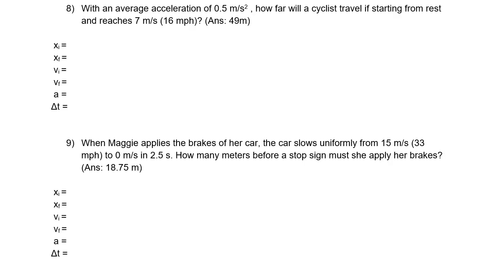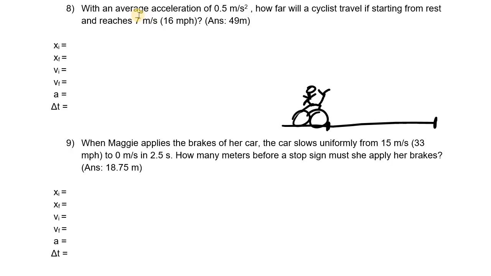All right, so with that said, let's go through this problem, or like I said before, pause the video and try it out on your own. But let's go through this problem right now. With an average acceleration of 0.5 meters per second squared, how far does the cyclist travel if starting from rest and reaches 7 meters per second, which is 16 miles an hour? Okay, so let's read this again. With an average acceleration of this, how far does a cyclist travel if starting from rest? Okay, so we have our cyclist, starting from rest, and he's going to reach this certain velocity here.